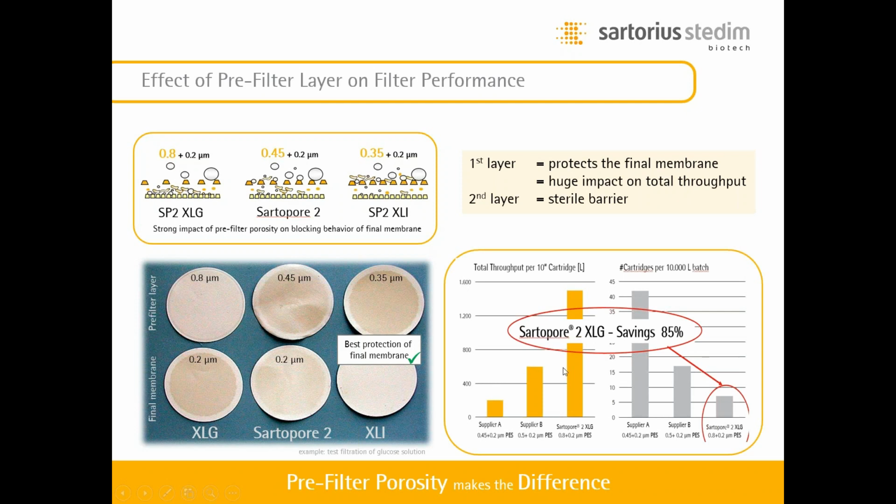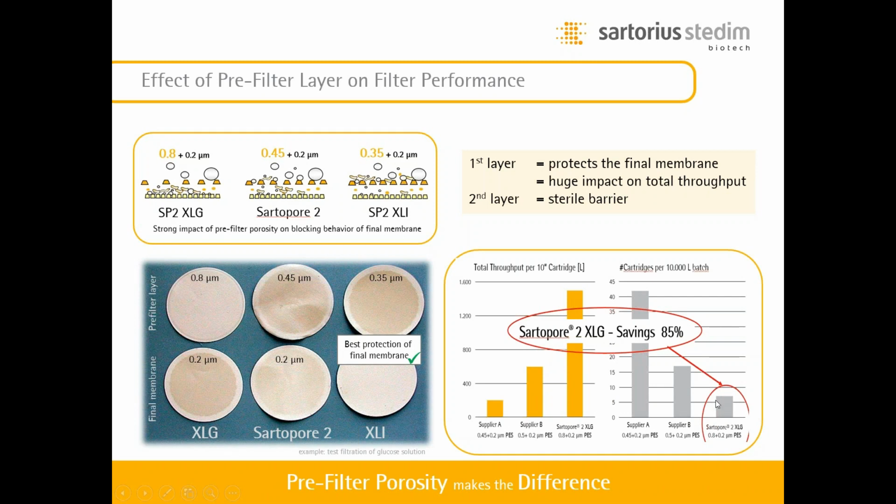So here's another result where we were invited by a customer for performing filterability trials. And you see here, we have different filters. All are PES filters with different pre-filter, final filter porosities. And this is our Sandle 2 XLG with a capacity of, let me say here, 1,500 liters per 10 inch. And it was a custom process for a 10,000 liter batch of cell culture medium. And when you, based on these examples here, count the number of cartridges required for the process, it was 42 for this cartridge, 17 for that one, and only 7 for that one.